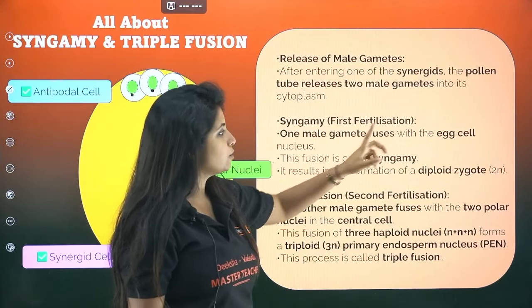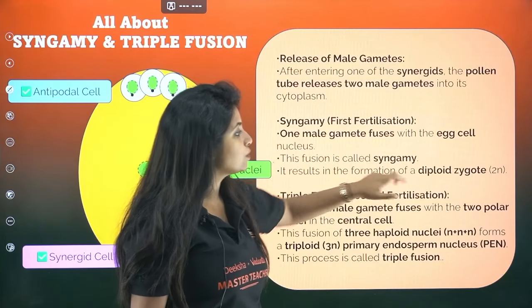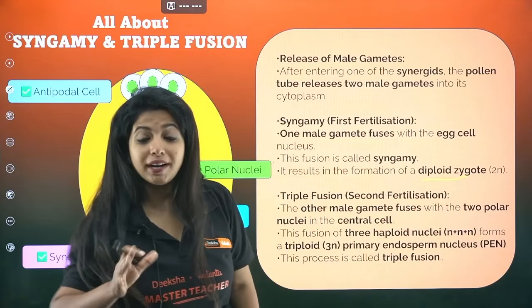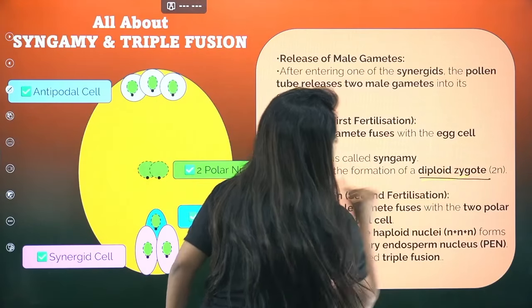So, first fertilization happens over here. One male gamete fuses with the egg cell. This fusion is known as syngamy. It forms what? Diploid zygote. So, diploid, haploid, triploid, all of it is super important. Okay, it forms the diploid zygote out there.